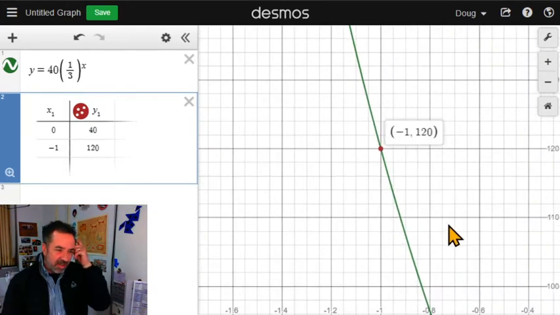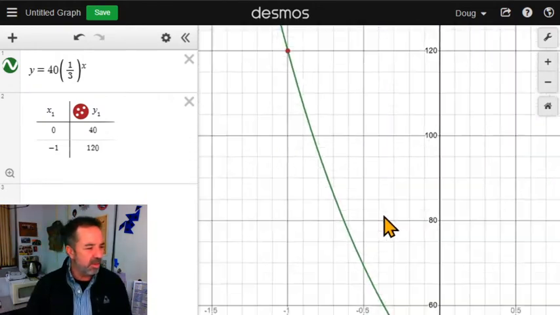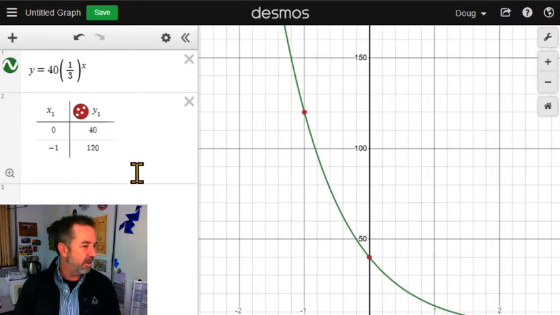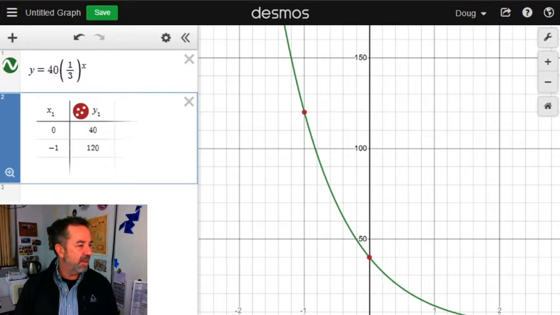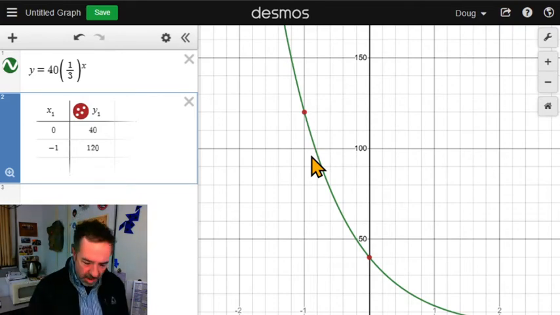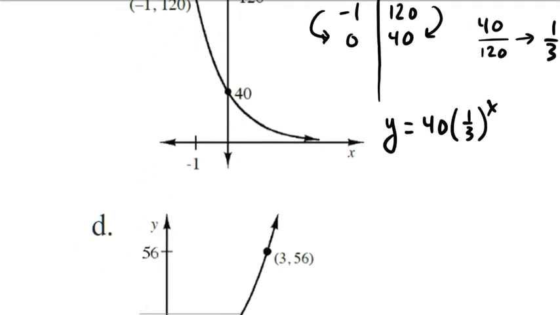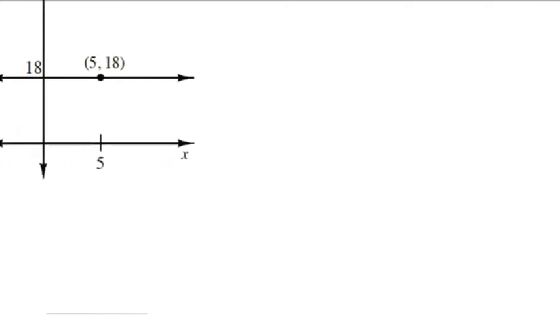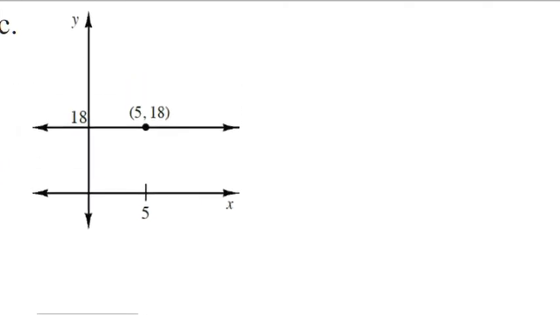Another way that I can see those is instead of doing this table of values, I can just come in here and graph this line. You know what? I think that's good. Let's move on. Let's go to part C. So in part C, we are asked to come up with the equation for this exponential function.